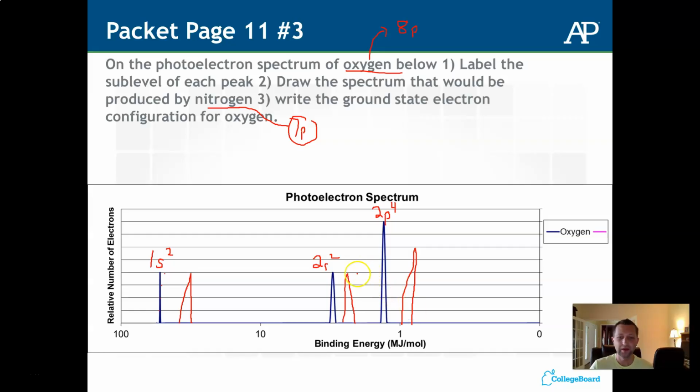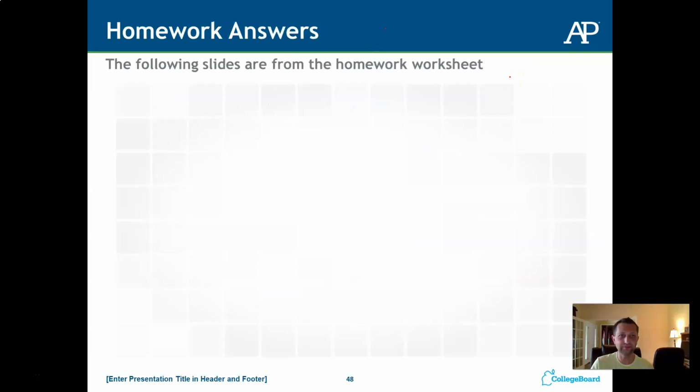All right, 2, 3, 4. All right, so that's our last peak there. So that's our nitrogen in red up here. So we have 1s2, 2s2, 2p3. All shifted to the right, a little bit easier to remove. Right, the ground state electron configuration for oxygen, I already have it up here. It's 1s2, 2s2, 2p4. Okay, we know that based on our PES readout.